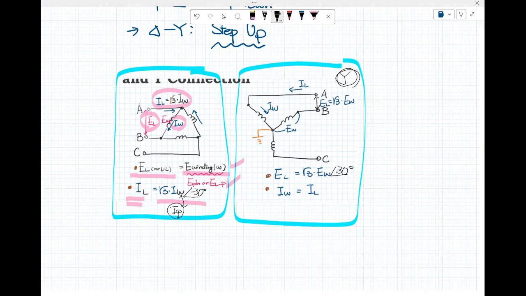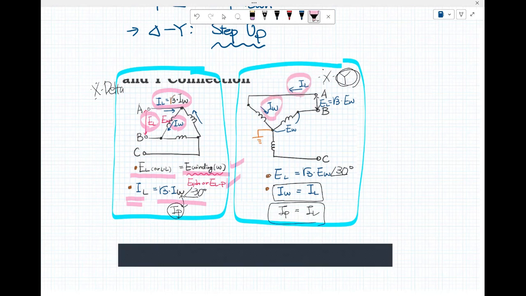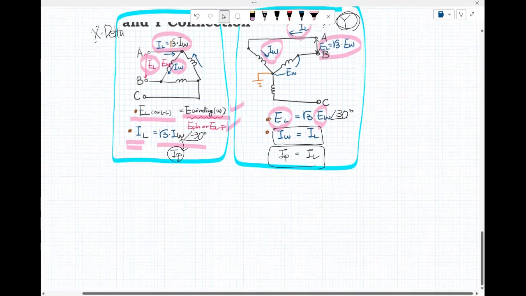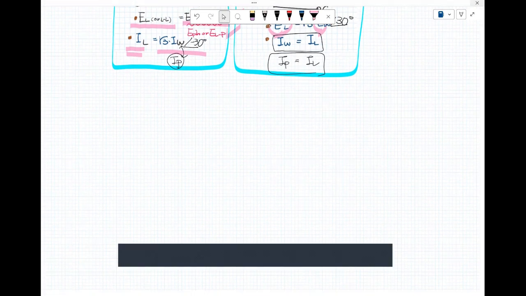For the Y connection, it's different. Winding current, meaning phase current, is equal to line current here. However, line voltage is equal to √3 times the winding or phase voltage. We have already made the derivation for the √3 and the 30 degrees in the previous chapter. You can see that in my lecture printout. All right, so we're gonna do some really simple questions.